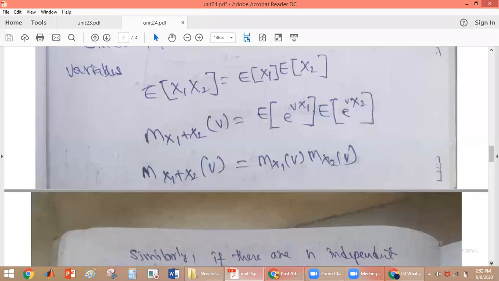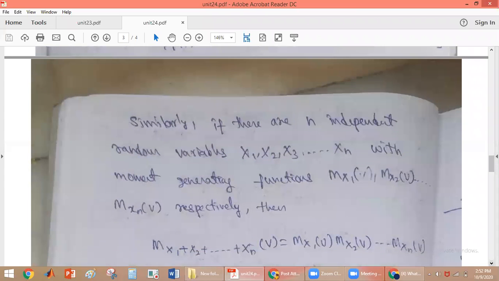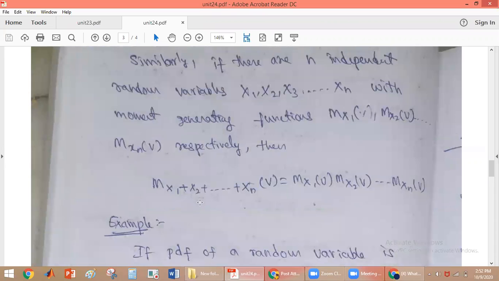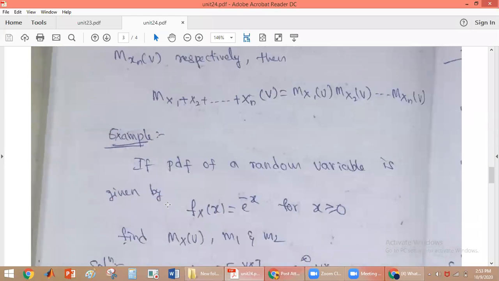Similarly, here we have taken only two independent random variables. If you have n independent random variables, then M_(X1+X2+...+Xn) of v can be written as M_X1 of v, M_X2 of v, and so on up to M_Xn of v. Like that we get the moment generating function for n independent random variables. Okay, now we see this problem.